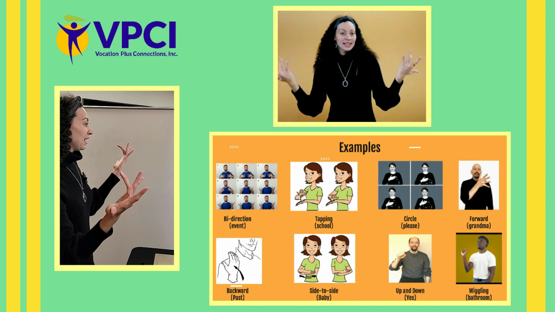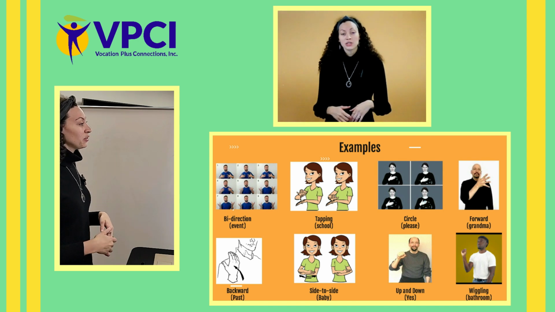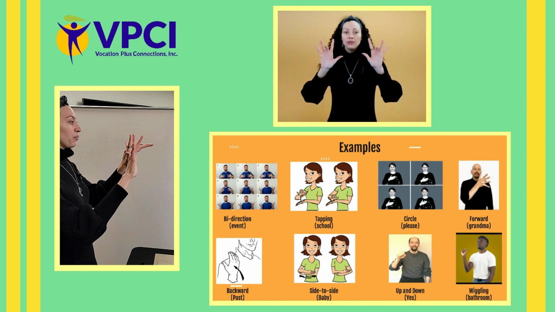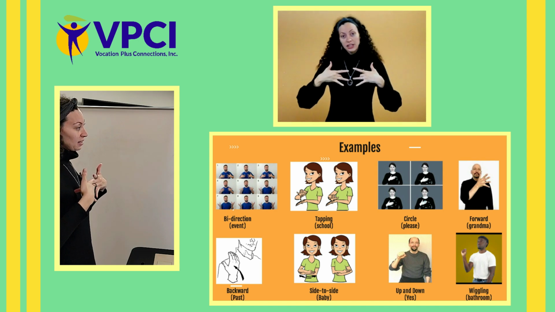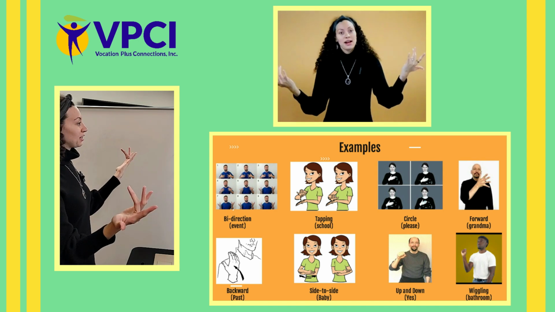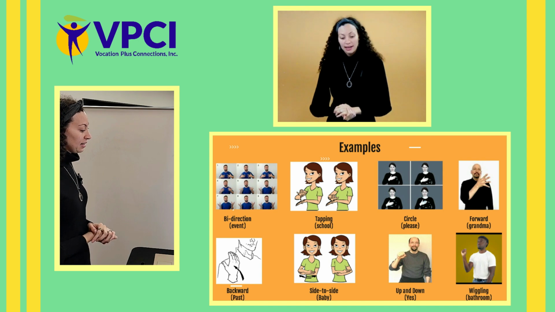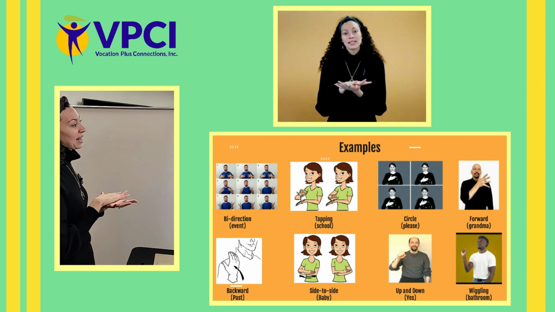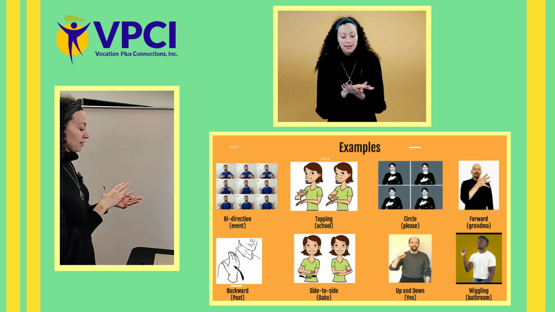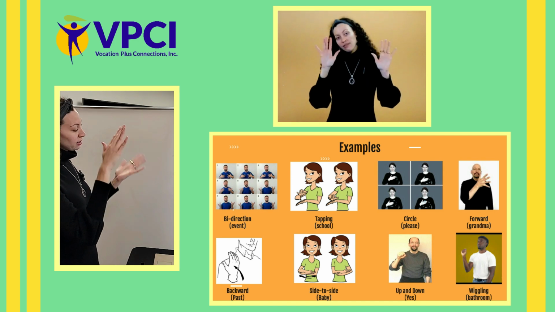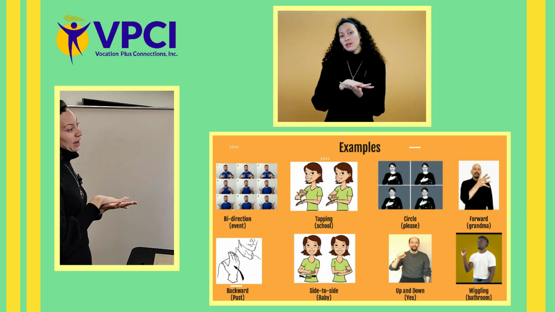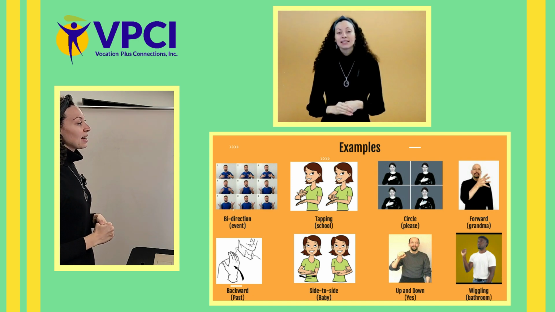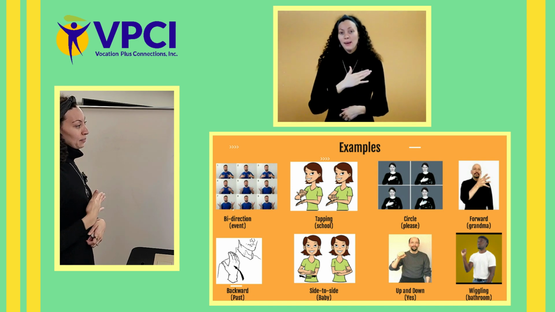So event would be considered bidirectional because you're going in opposite directions. So event would be like this. You start at your chest, opposite direction. So that is a bidirectional sign. And then we have school. That's a tapping sign because you're tapping on your hands. So school is 2 5s, and then you tap them together. The sign please is signed in a circular motion, please.